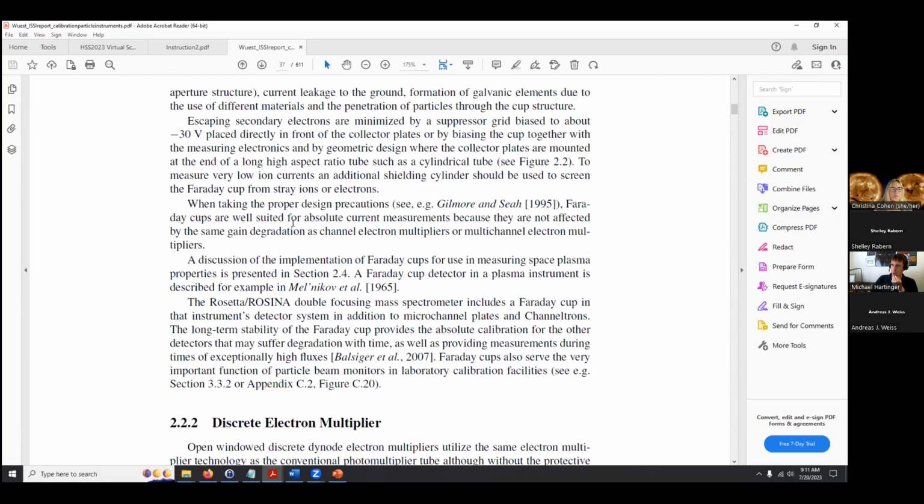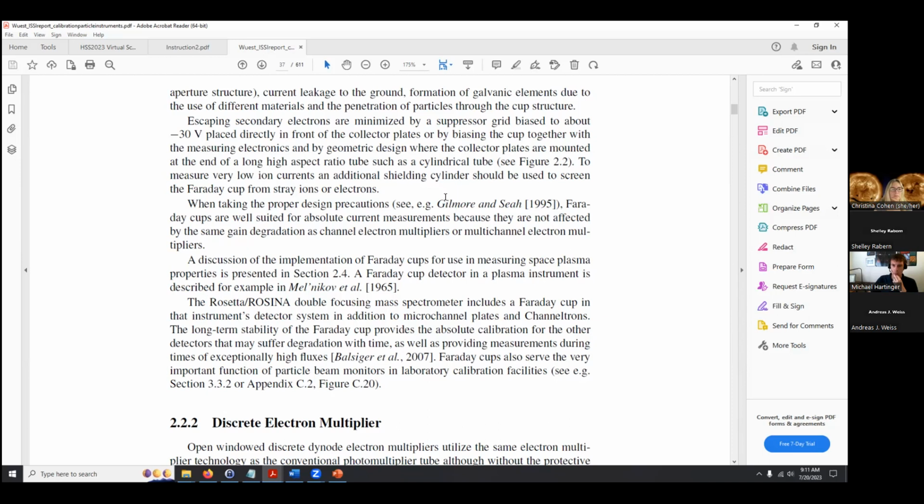the environment, but I'm guessing it's affected in a very different way compared to, for example, the ESA I mentioned. It looks like there are some issues with secondary electrons, which also does affect ESAs as well, but maybe it's affecting Faraday cups in a different way.